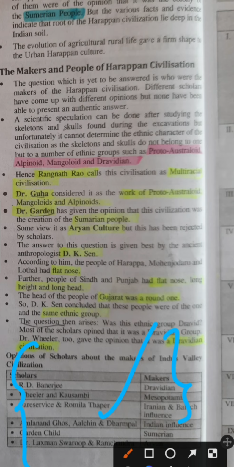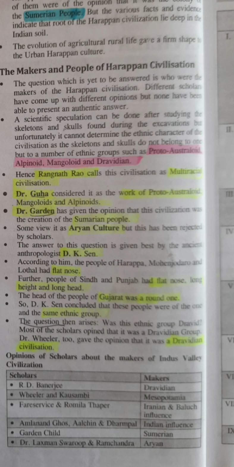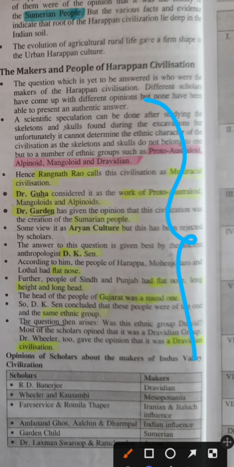This point of view is also very important. Please note this table in your notebook. Who called it a Dravidian civilization? It is R.D. Banerjee. Who called the Indus Valley civilization a Mesopotamian civilization? It is Wheeler and Kosambi. Who called it an Aryan civilization? It is Lakshman Swaroop and Ramachandra. So these points are very important.